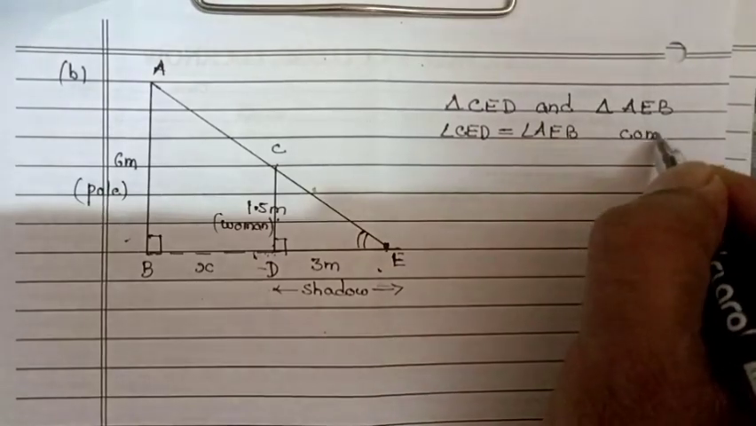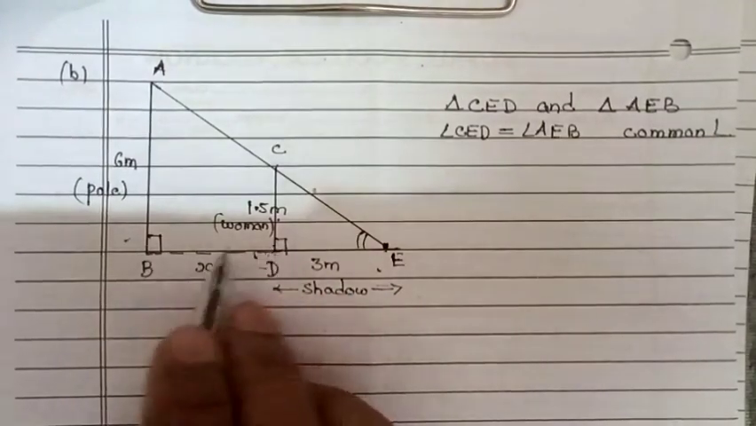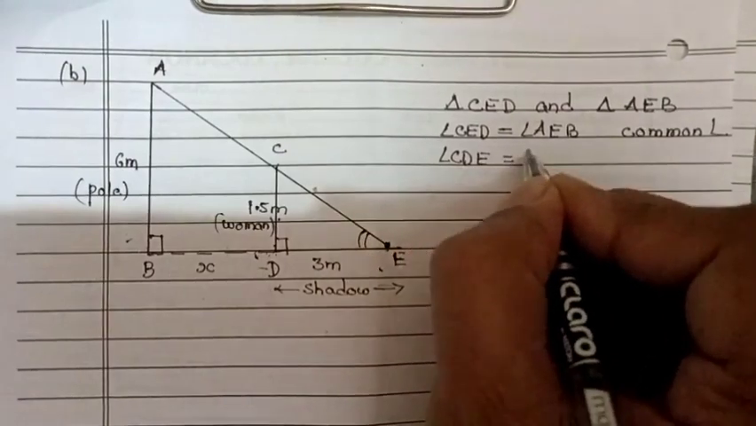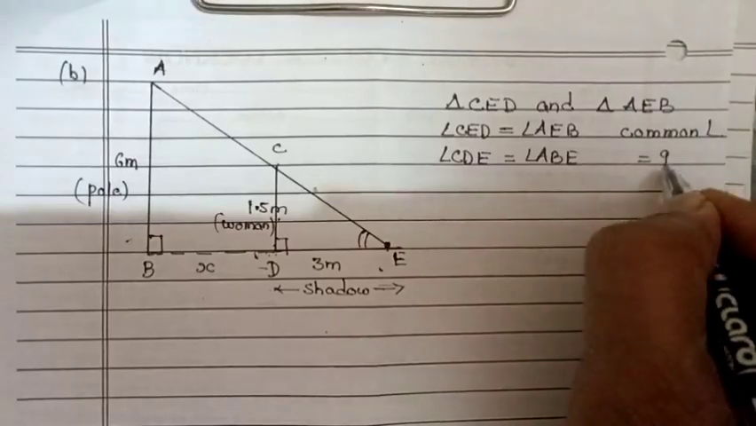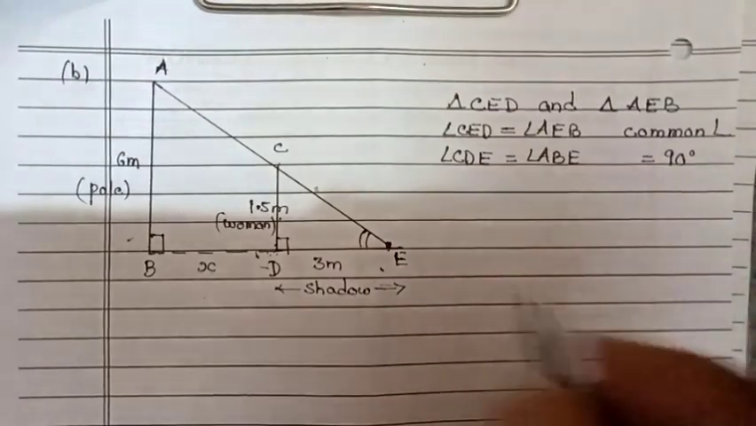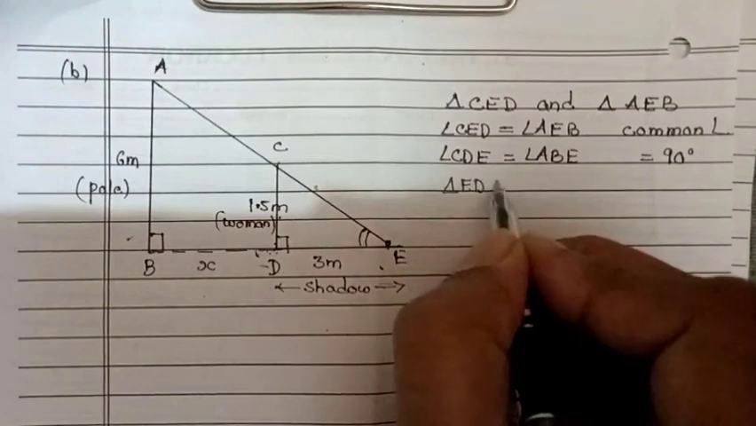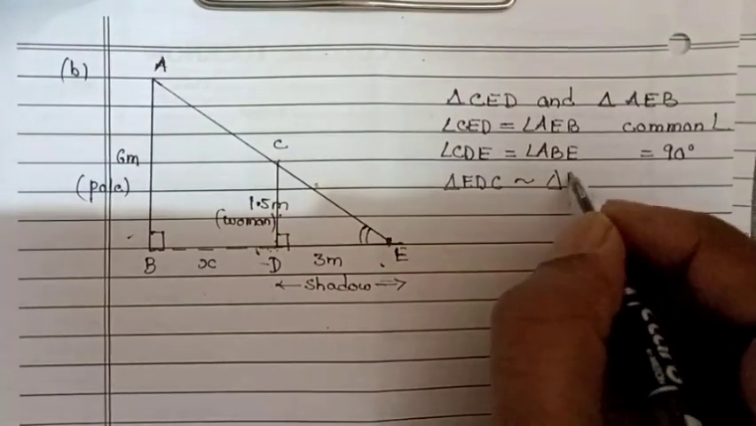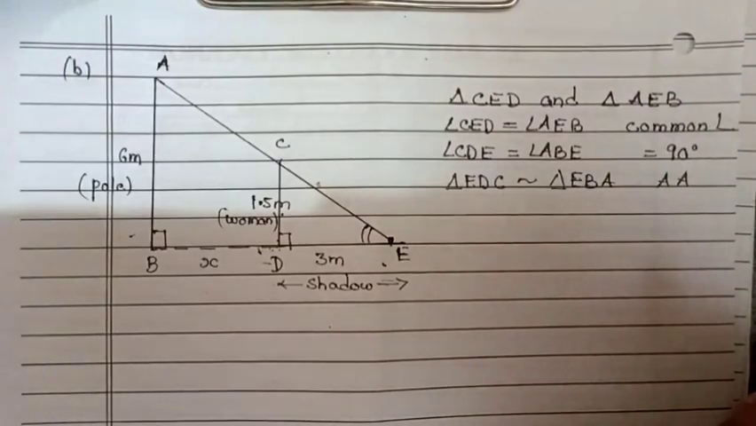That is common angle. Then there are angles of 90 degree each. So angle CDE is equal to angle ABE is equal to 90 degree. So we have shown two angles equal. So we can say the two triangles are similar. Triangle EDC is similar to triangle EBA. So we have shown the two triangles to be similar.